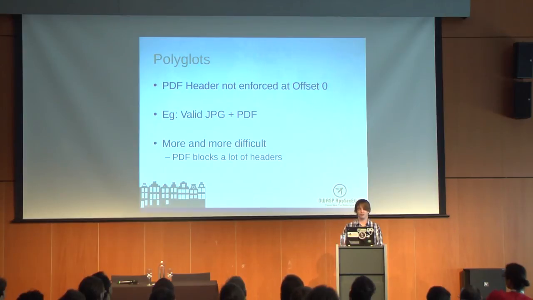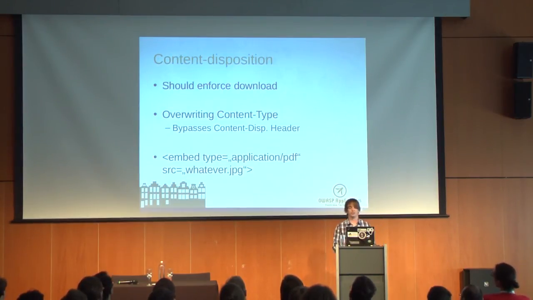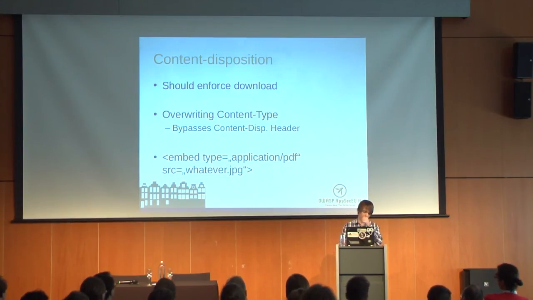So this is not that interesting anymore. Another way is, if you type in Google how to force download of a file, you will get a Stack Overflow response: set the content disposition header to attachment and the content type to application octet binary. But this doesn't help, actually, because you can just load it via an embed tag and specify it's an application PDF. Then the browser will see, OK, I will pass this on to the Adobe Reader, and it will just render it without any problem. So don't rely on this, because a lot of people believe that the browser will download the file, but it's not always the case.